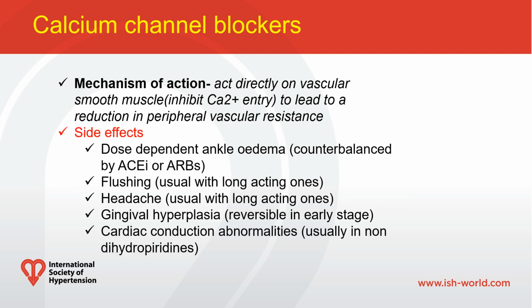On the mechanism of action, calcium channel blockers act directly on vascular smooth muscle by inhibiting the entry of calcium. By so doing, that will reduce the peripheral vascular resistance. By the time this is done, there will be better relaxation of vessels and less resistance to the flow of blood, which will in turn bring down the blood pressure.